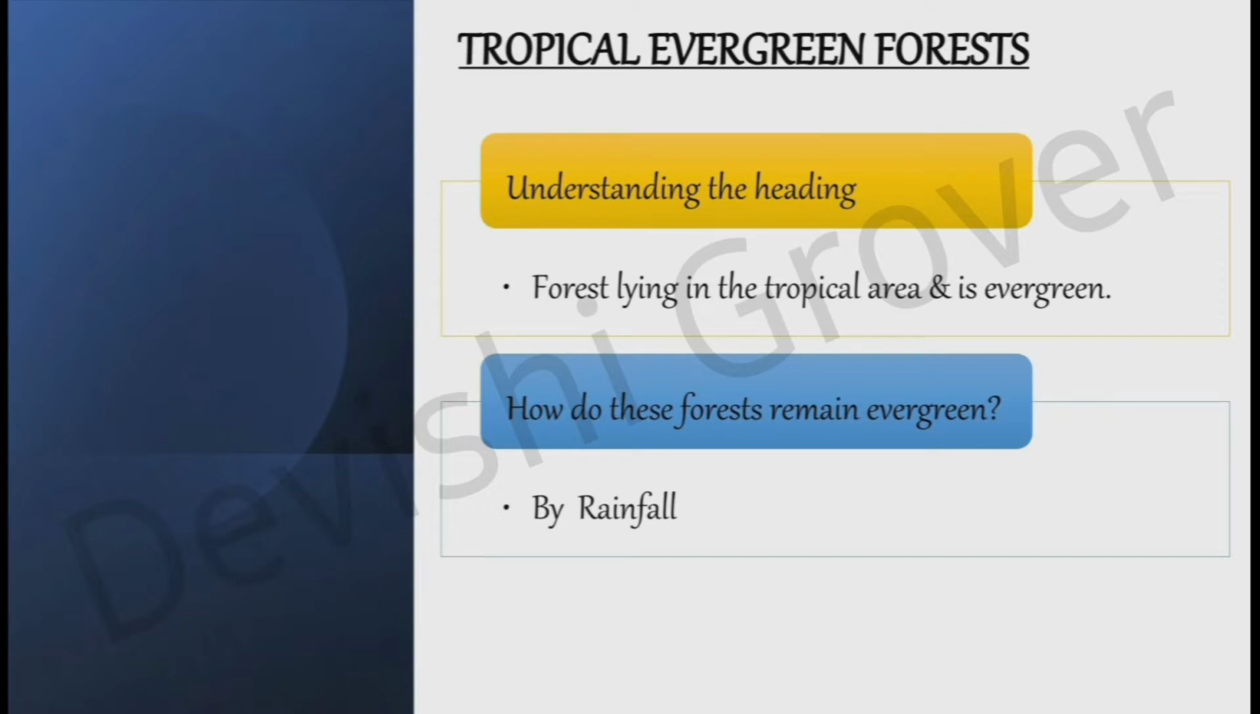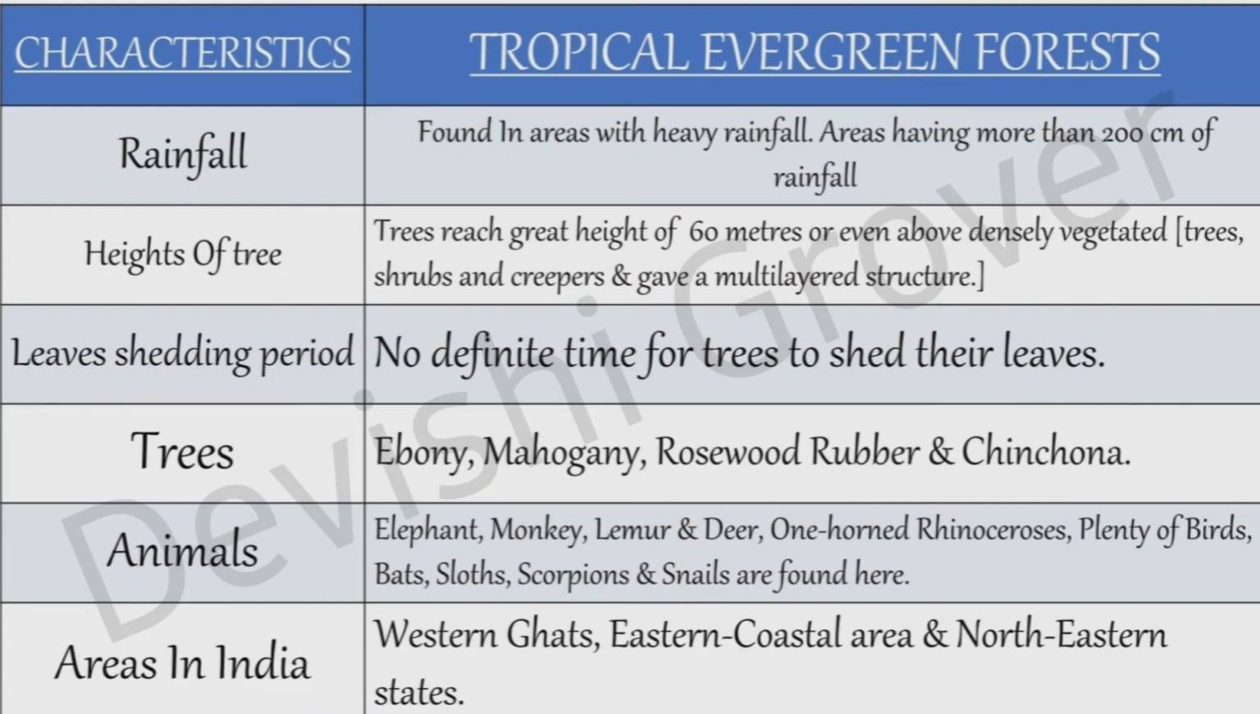Understanding the heading: forests lying in the tropical area and which are evergreen are known as evergreen forests. Now, do you know how these forests remain evergreen? Yes, by rainfall. They remain green by rainfall. This table shows the characteristics of tropical evergreen forest. Rainfall: evergreen forests are found in areas with heavy rainfall. These areas have more than 200 cm of rainfall.